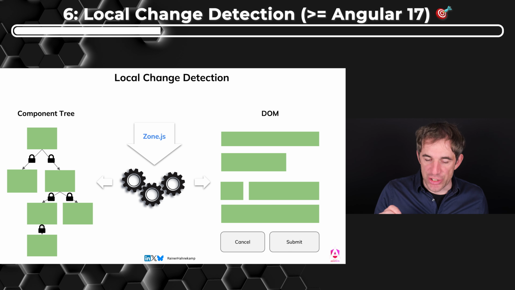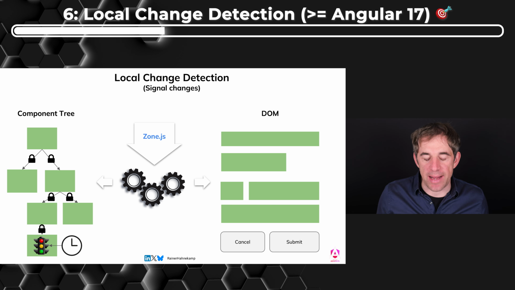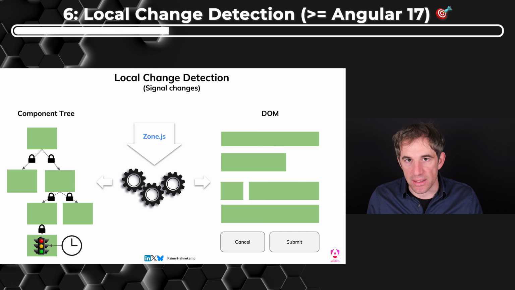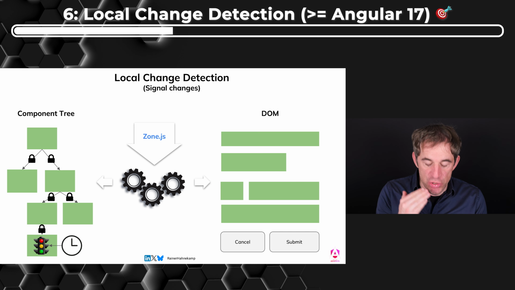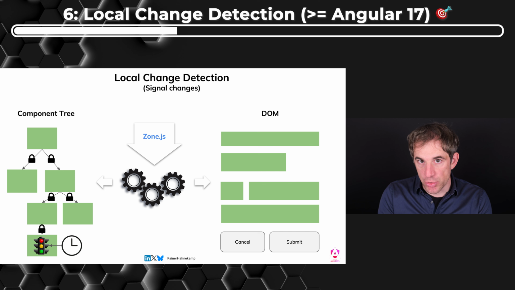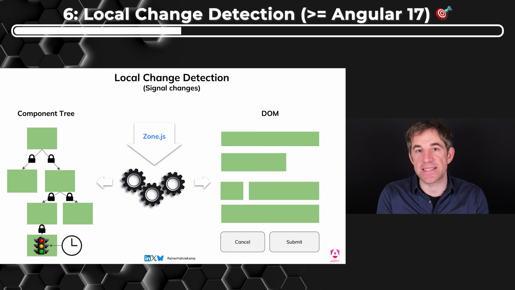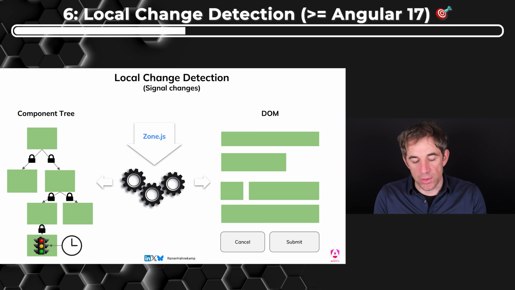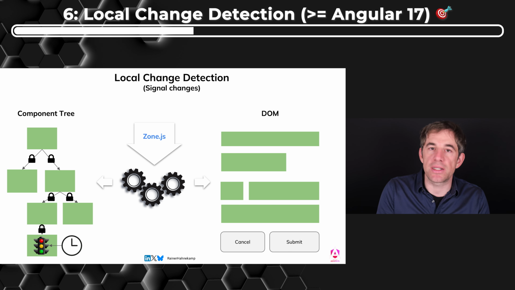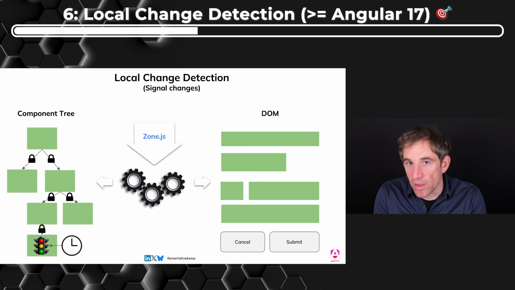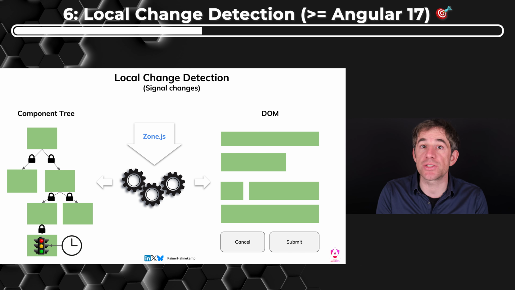Then a change needs to happen via a signal. This is important. Only a change to a signal is able to do the local change detection. But that's not all of it. You also need to make sure that the event of the change does not mark the component as dirty.